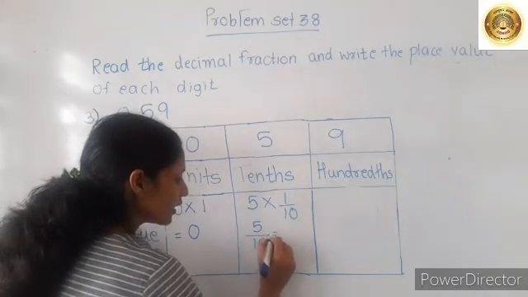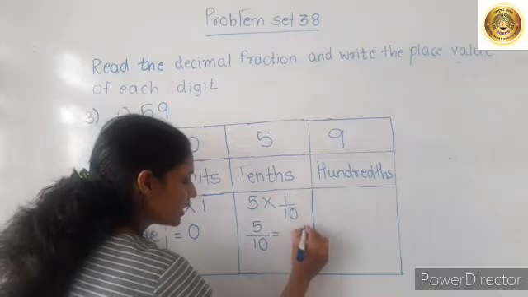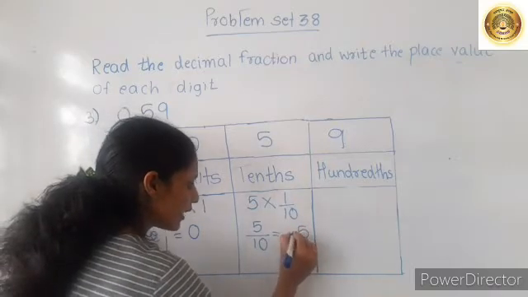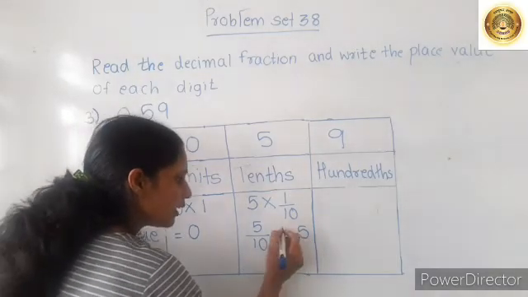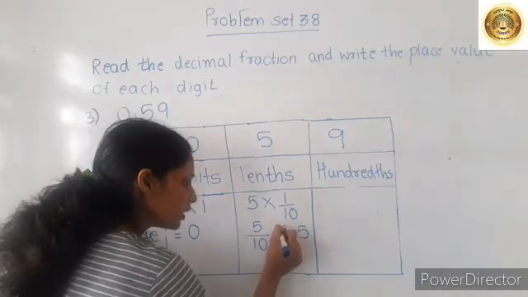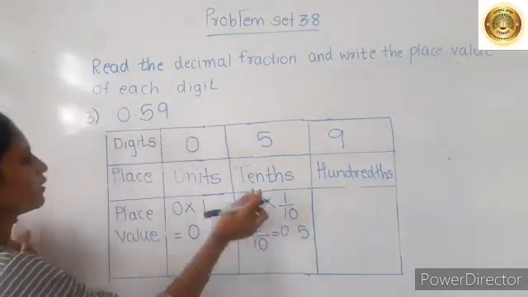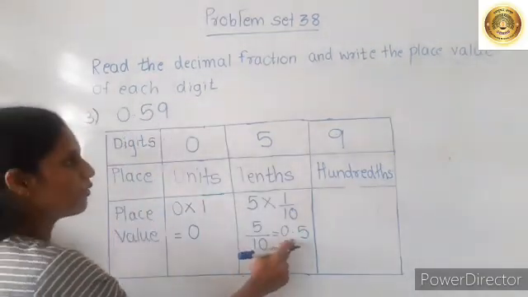So how will you convert it into a decimal fraction? The numerator 5 you write as it is. Here there is 1 zero, so 1 digit after the point. Now there is no other number, so 0.5. The place value of 5 is 0.5.